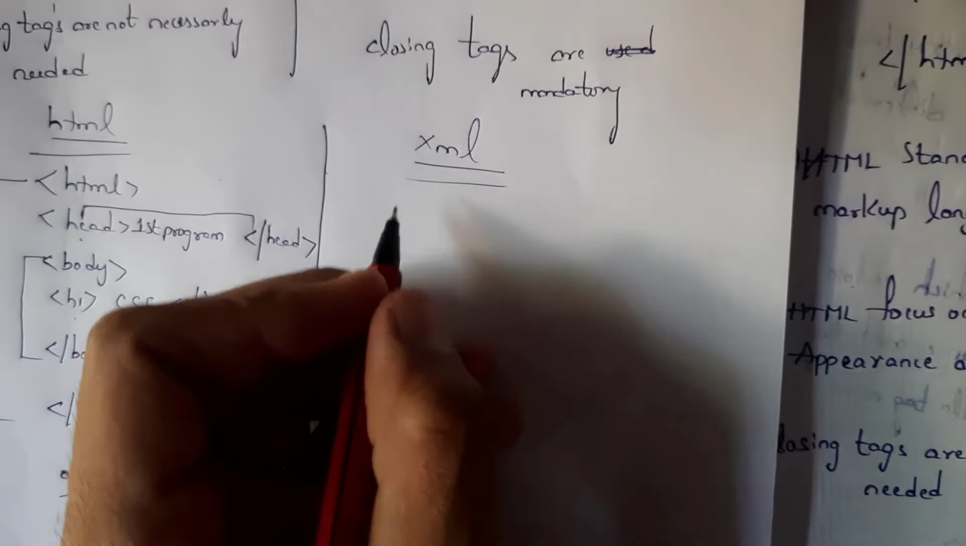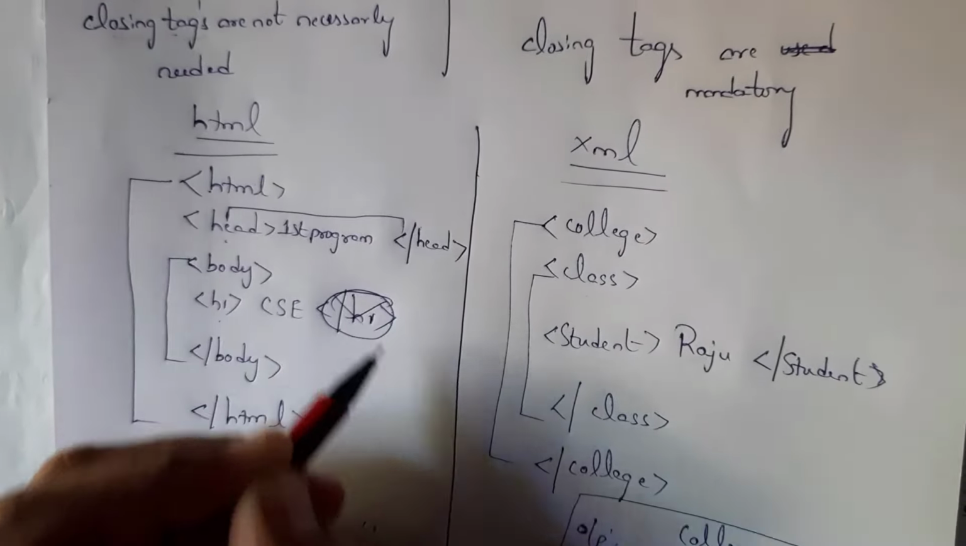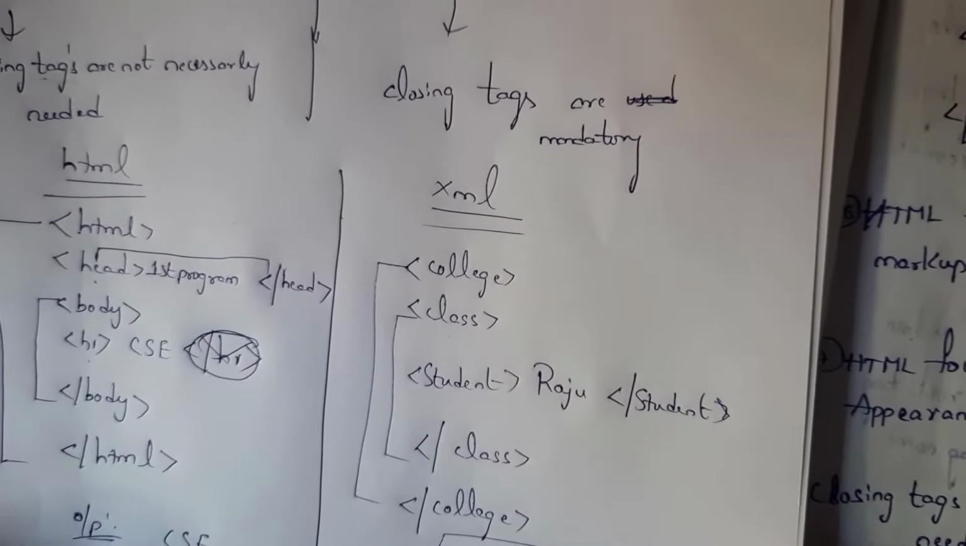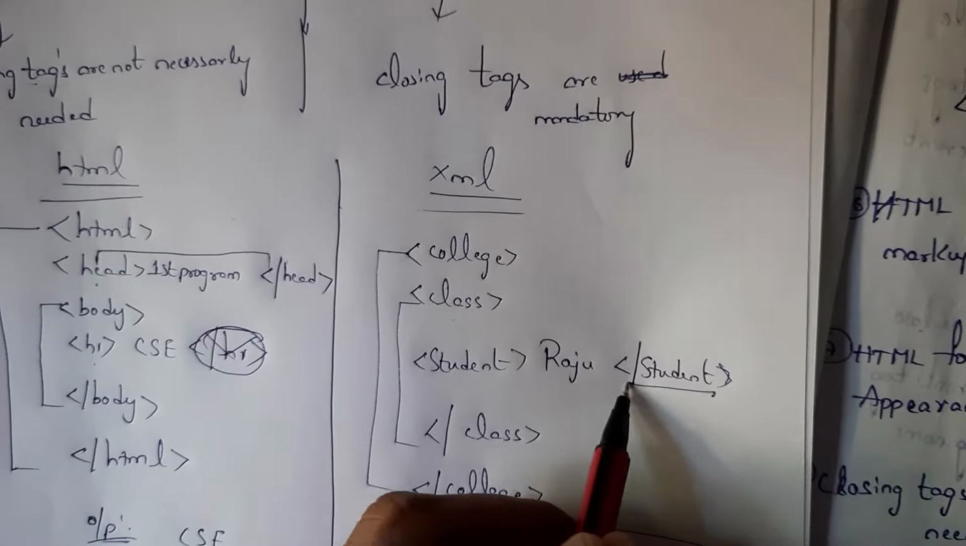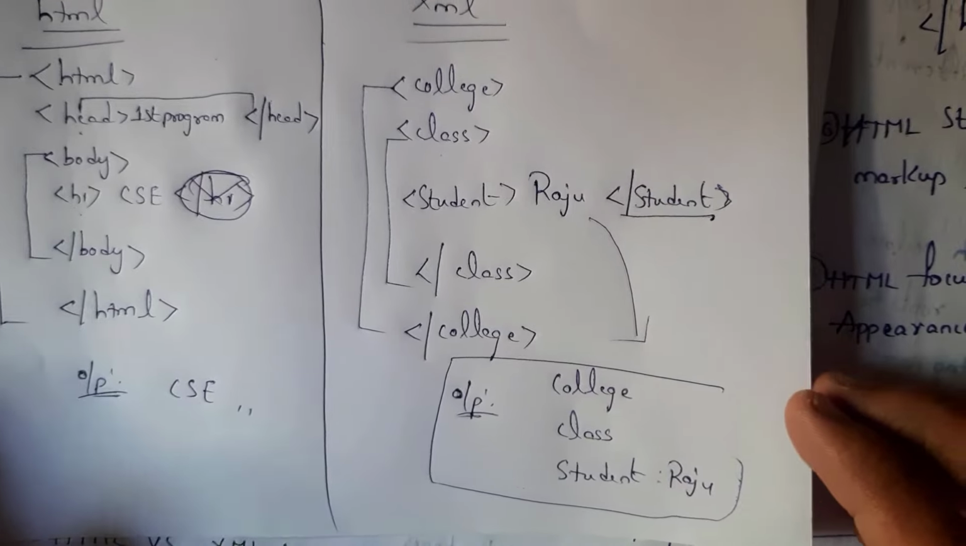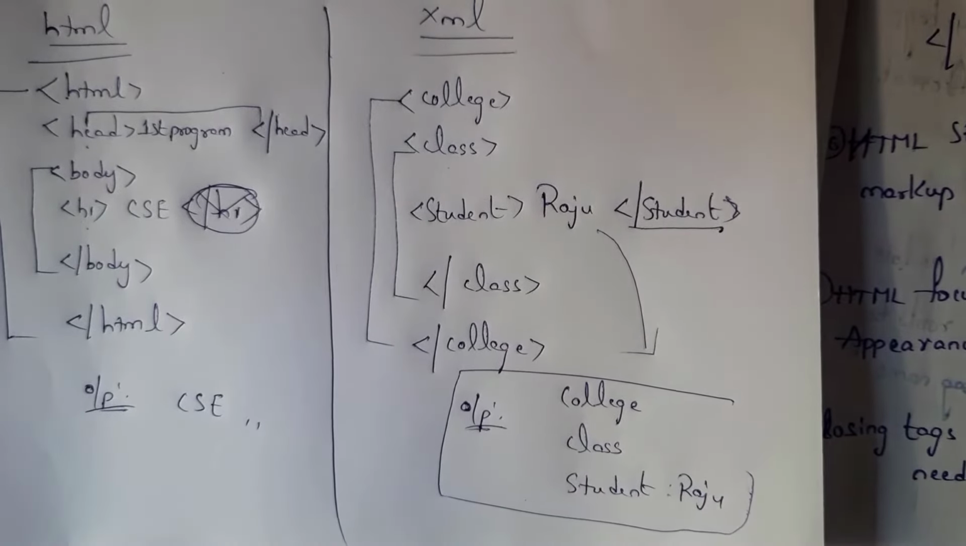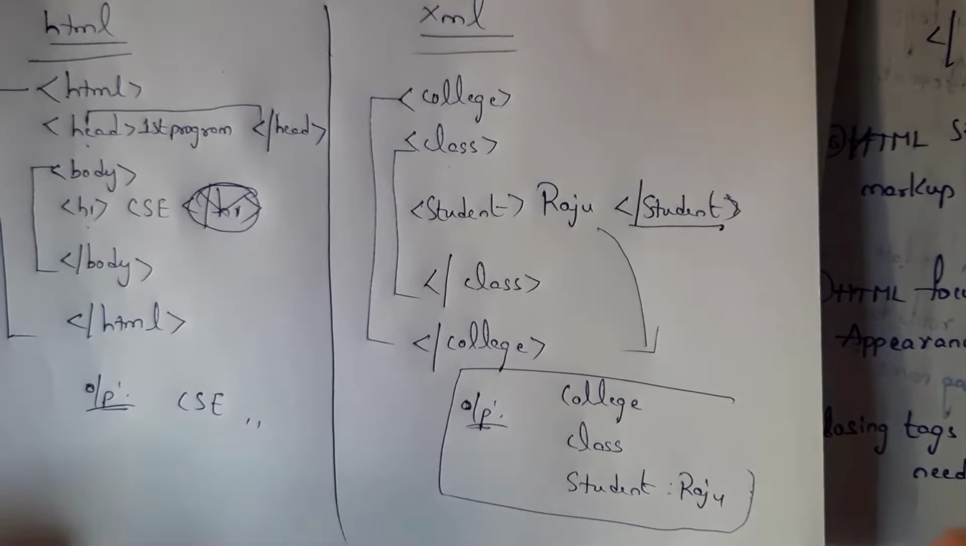The difference between HTML and XML is that there are predefined tags in HTML, but in XML we can create our own tags. In HTML it is not necessary to use closing tags. Even if you don't use the closing tag for h1 here, output is generated. But in XML, if you do not use the closing tag, output is an error message. So it is mandatory to use closing tags in XML, but in HTML it is not mandatory.